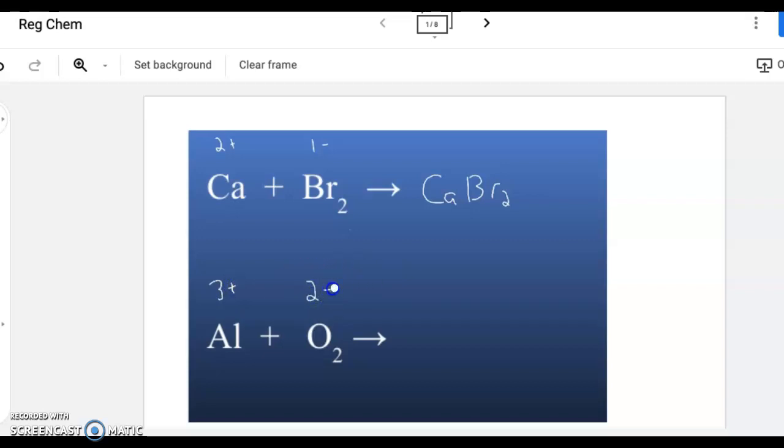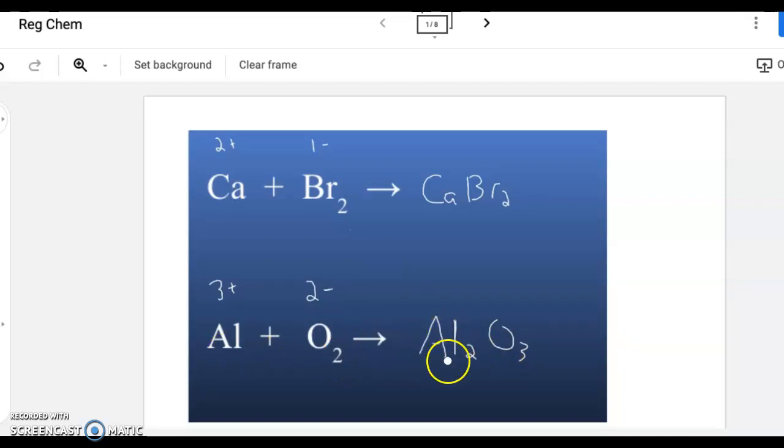The oxide anion, that's negative 2. So when we put this compound together to make the charges add up to 0, we're going to need 2 aluminums and 3 oxides. So we get positive 6 and negative 6, and those charges add up to 0.